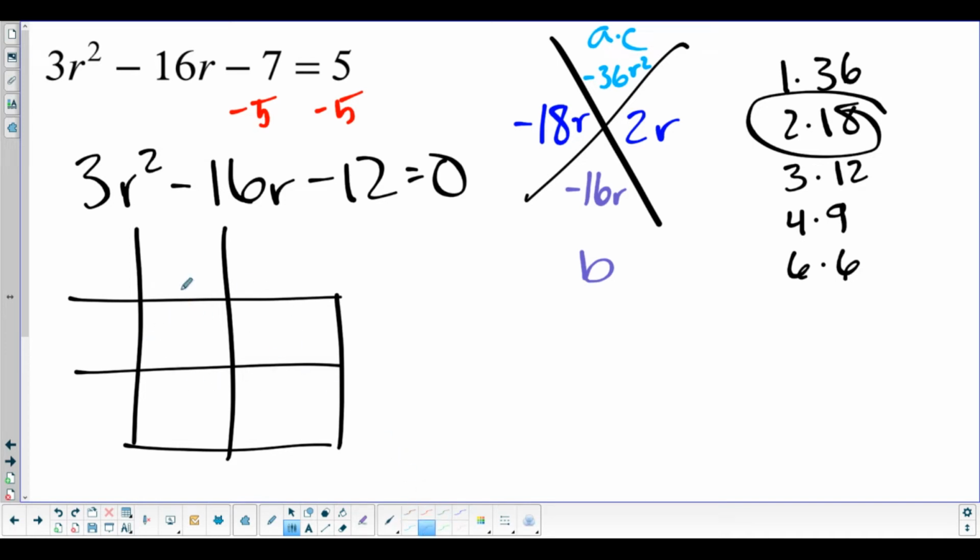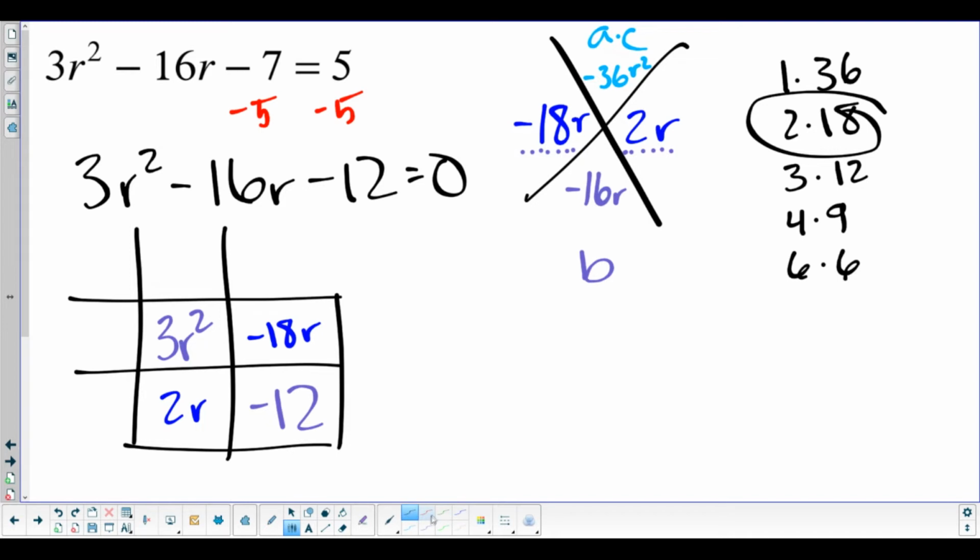So inside my boxes, I'm just gonna put my terms that I always put. So the A term, the first term in the top left box, and my C term in the bottom right. And then these two terms that I found from figuring out what multiplies to -36 and adds to -16, I put in the other two boxes. And it doesn't really matter where you do it.